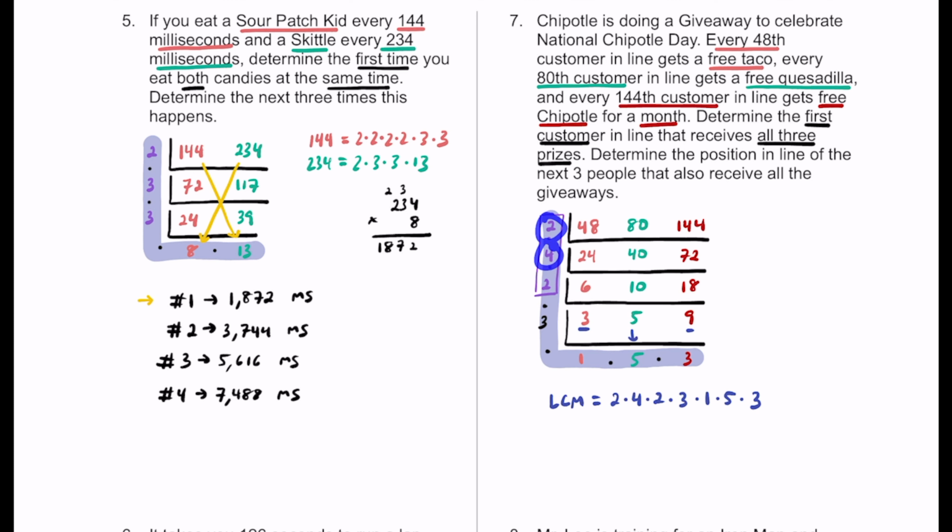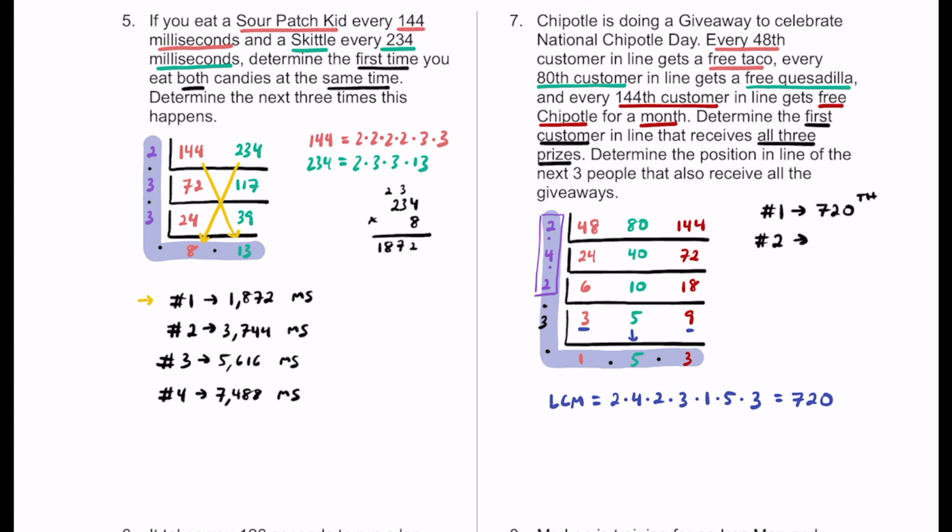2 times 4, that's going to be 8, right? 8 times 2, that's going to be 16. Then 16 times 3, that should be 48. 48 times 1 is still 48. 48 times 5, that should equal 240. And 240 times 3 should be 720. So the LCM here I'm getting is that customer number 720 is going to be getting all 3 of these giveaways. So the first person is going to be the 720th person in line. Who's the second person in line that's going to get this?